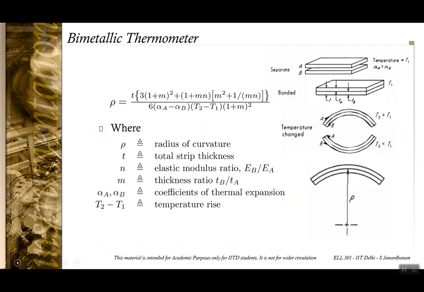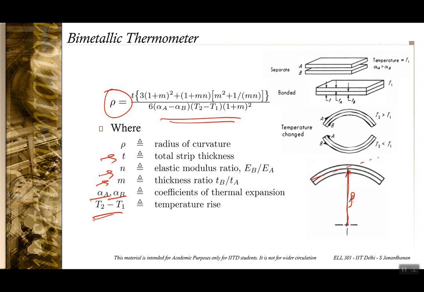Let's go a bit into the mathematics of this. Let us say that after the bimetallic cantilever is bent, it bends into a shape with a radius of curvature of rho. So this radius of curvature rho is related to all the parameters of this strip, namely the total strip thickness, the ratio of the modulus of elasticity of these two materials, the ratio of thickness of these two materials, and the coefficient of thermal expansion of both materials, and the differential temperature. So all of these things are related to the radius of curvature using this relationship.